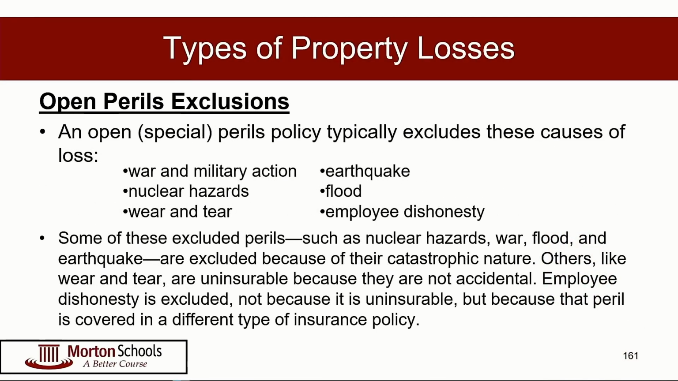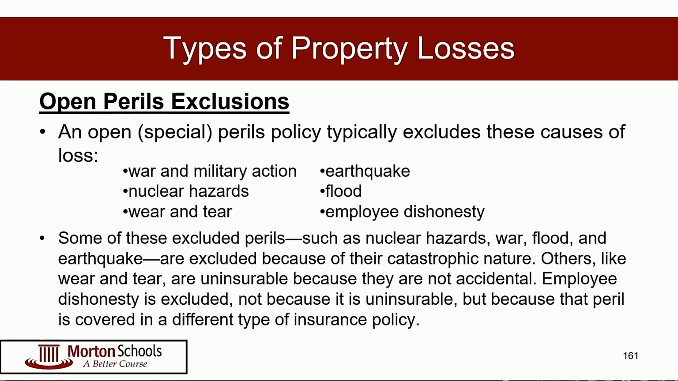Once again, like I talked about with that names list, this isn't the exhaustive list. In other words, the list can change quite a bit from policy to policy. This is kind of a representative list. The first three items are things that are never ever covered on the policy. That would be war and military action, nuclear hazards, and wear and tear. Those three items, the insurance companies just don't cover.